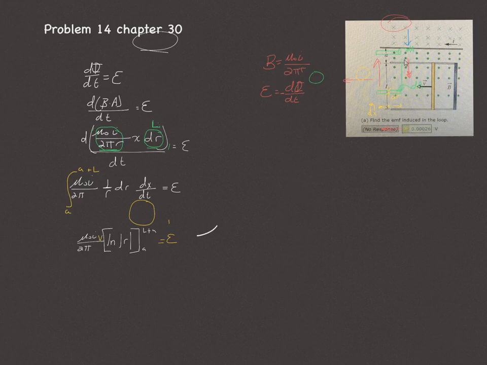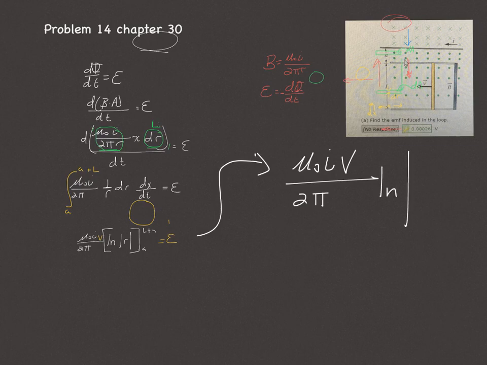All right, finish that up. So we have mu naught I times v over 2 pi ln of (a plus L) over L, and that is equal to the EMF. And that should give you the first answer for part A.